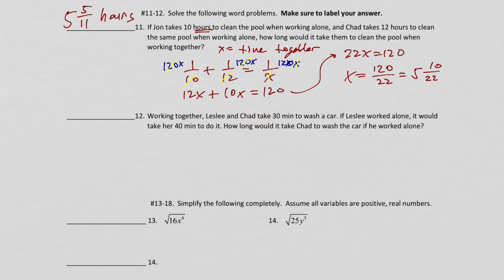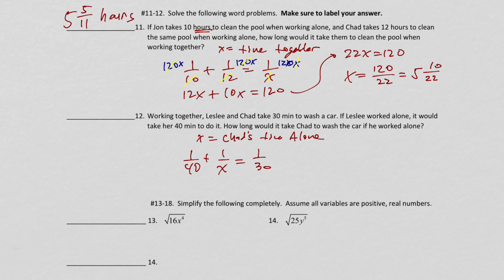Okay, working together, they take 30 minutes, so that's combined. If Leslie works alone, it would take her 40 minutes. That's individual. How long would it take Chad to work alone? So x equals Chad's time alone. So I have 1 over 40, let me write that better, plus 1 over x is equal to 1 over 30. This is the combined time. The combined time goes over here.